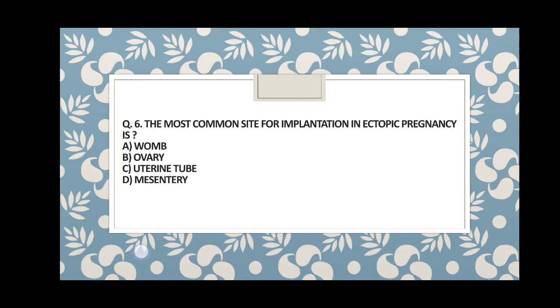Please remember. The most common site for the implantation of ectopic pregnancy is. Very important question, repeated many times in CSIR, JRF, and many times in MSc entrances. So guys, the answer is A, womb, or you can say uterus, B, ovary, C, uterine tube, and D, mesentery. So guys, which of the following answers is correct? Just write down. The correct answer is C.